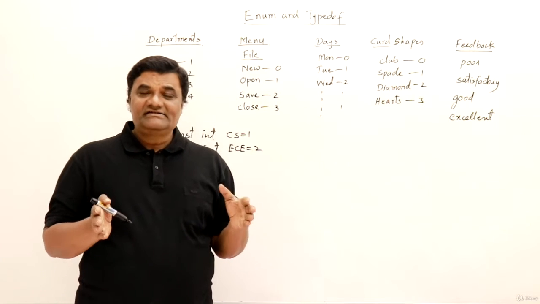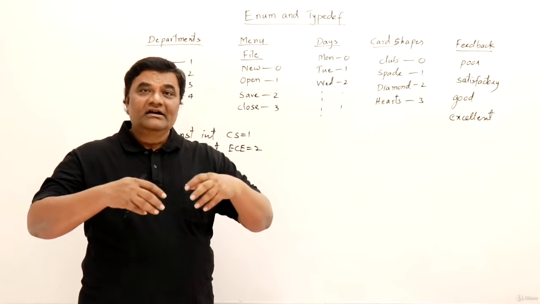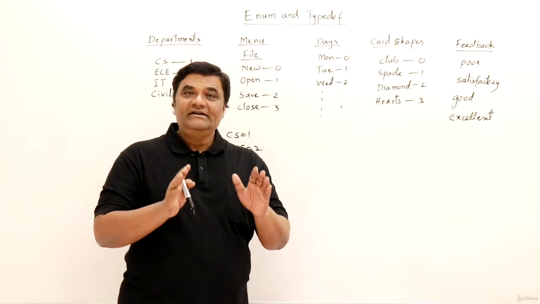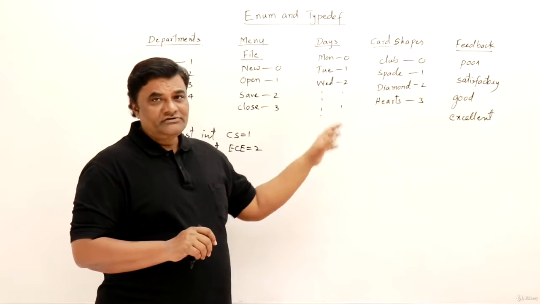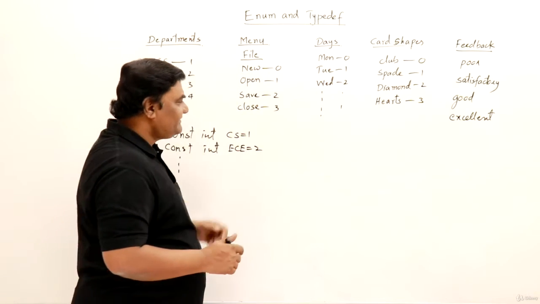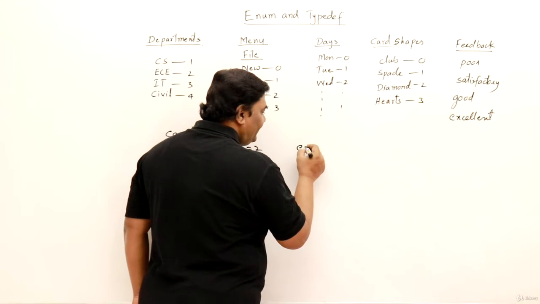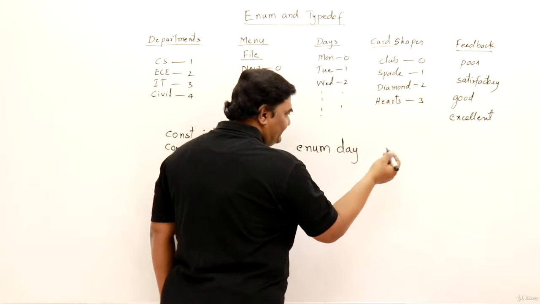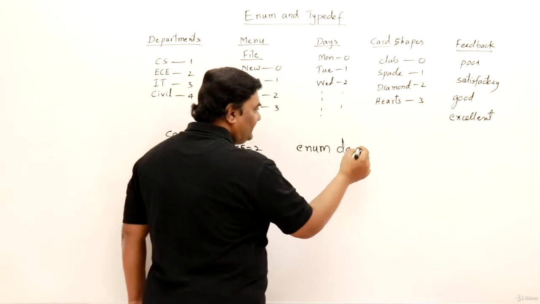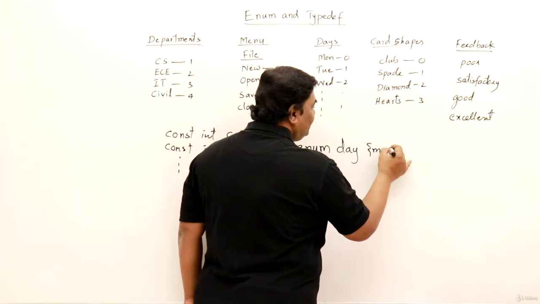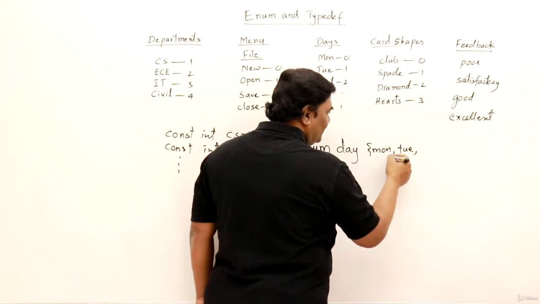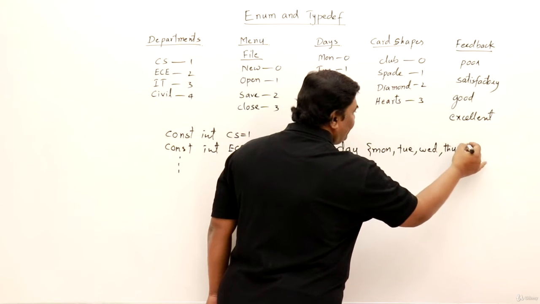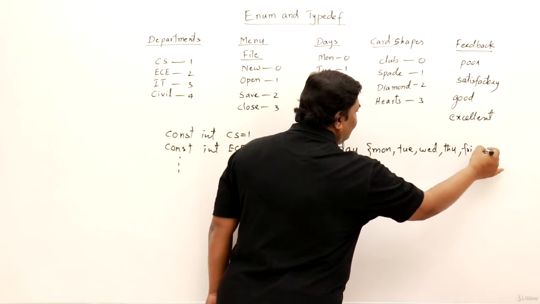So instead of that, is there any way that we can collectively define them together? Yes, that is enum. I can define all those constants together as an enum. So for days I will show you. The method of defining enum is to say enum and then day or days, plural, whatever it is. Then what are the days? Monday, Tuesday, in lower case I am writing, Wednesday, Thursday, Friday, Saturday and Sunday.